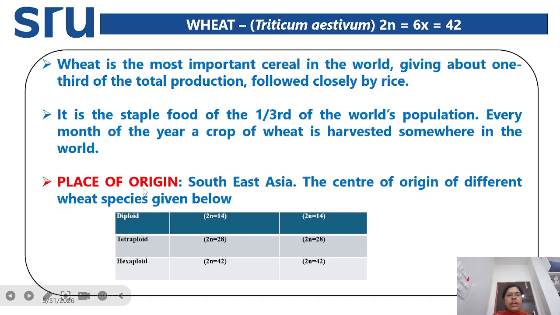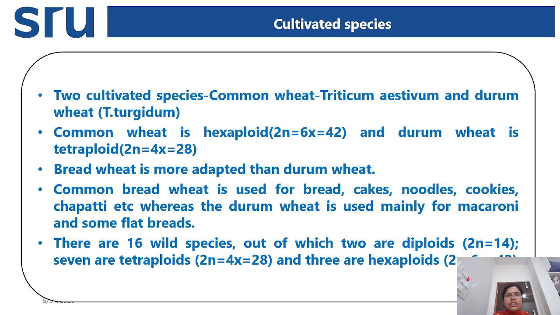And in wheat, we have three different ploidy species, that is diploid, tetraploid, and hexaploid. For diploid, it is 14 chromosomes. For tetraploid, it is 28 chromosomes. And for hexaploid, it is 42 chromosomes. And here we discuss the cultivated species, that is Triticum aestivum and Triticum durum.